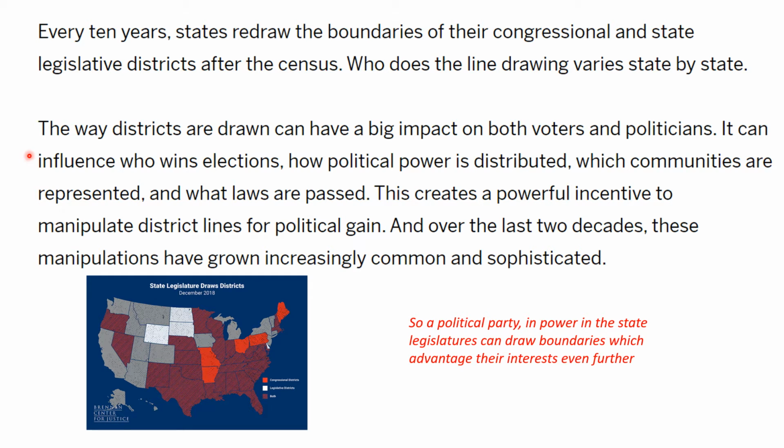The way districts are drawn can have a big impact on both voters and politicians. It can influence who wins elections, how political power is distributed, which communities are represented, which are underrepresented, and what laws are passed. This is a powerful incentive to manipulate these lines for political gain, and these manipulations have grown increasingly common and sophisticated.